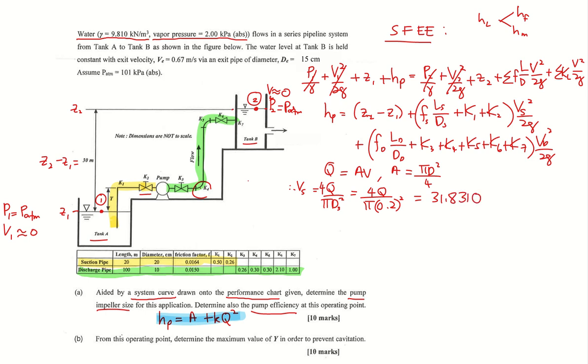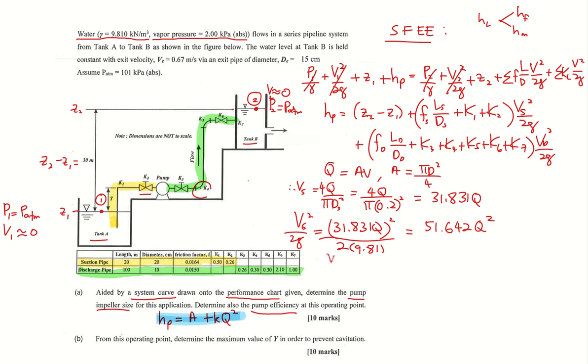Please calculate. So you should get this as 331.831 Q. All right. So Vs, in the equation we want Vs squared over 2G. So we just square everything. Then you divide by 2G. So you should get 51.642 Q squared.